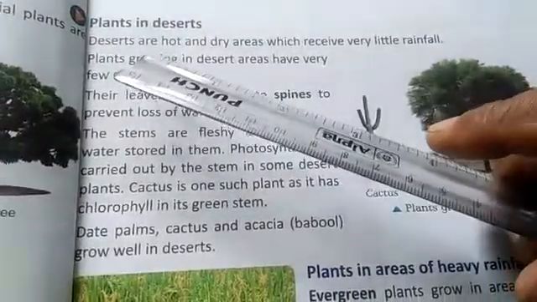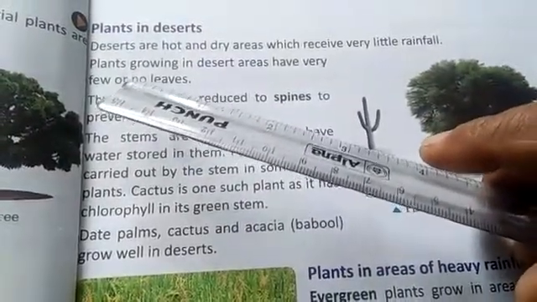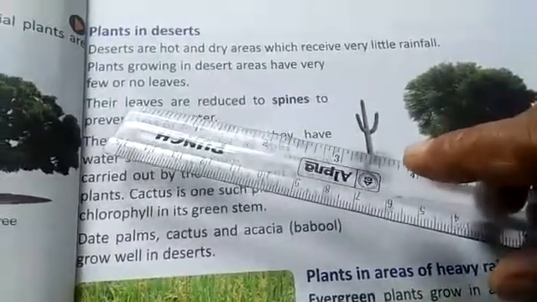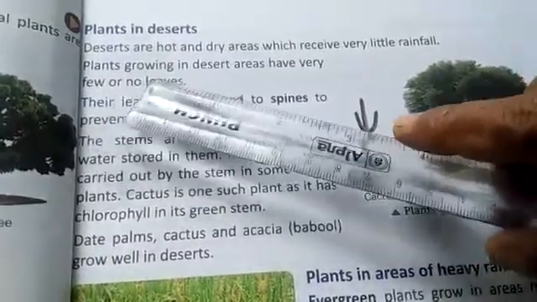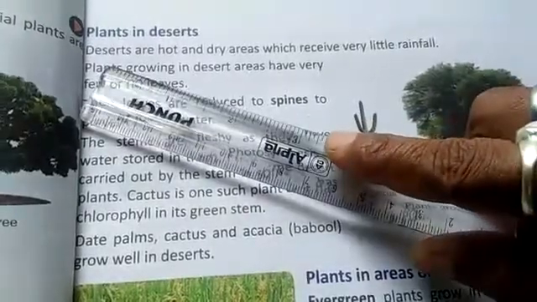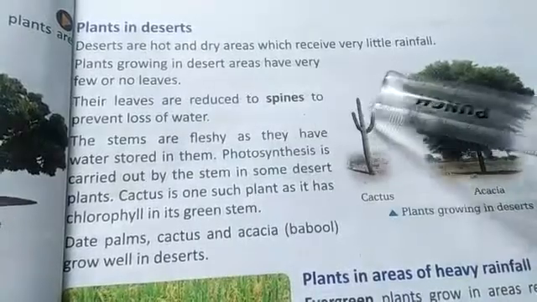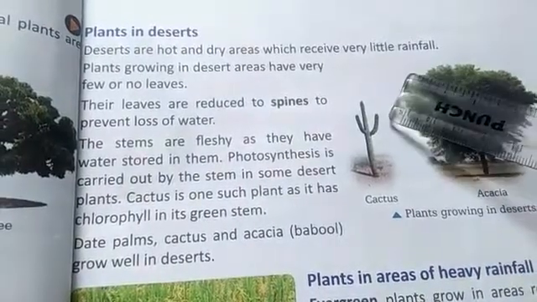In the previous video, I told you about plants that grow on mountains. Now we will discuss plants that grow in the desert. Desert, as we know, is a very hot and dry area. Rainfall is very little.